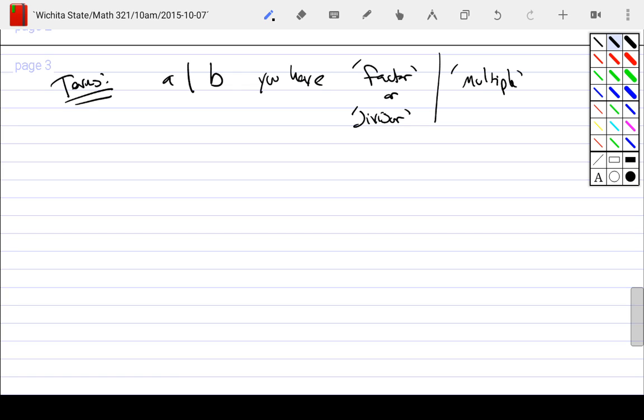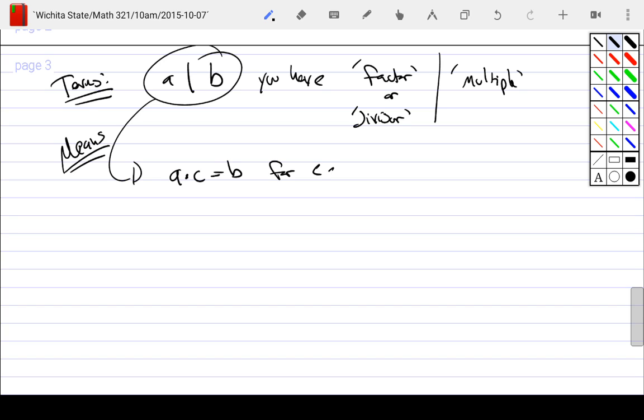And you have to keep in mind, what does this mean? This means that A times C is equal to B for C an integer. It's important to understand that if I have the divide symbol, it actually is arithmetic algebra. Well, what's nice about arithmetic algebra? All the things that I know of algebra come along.